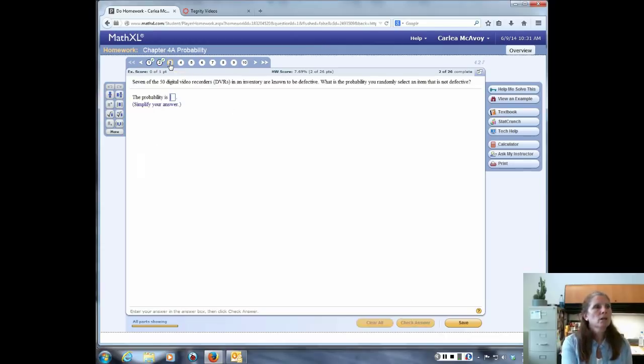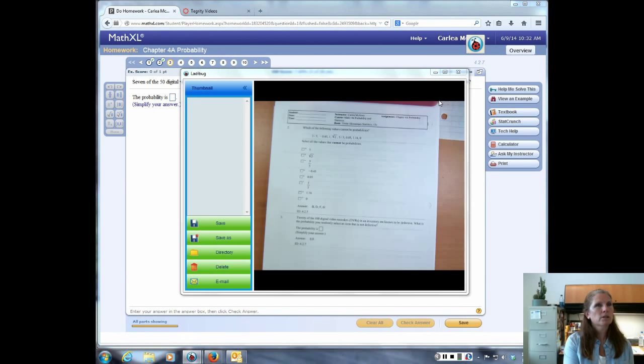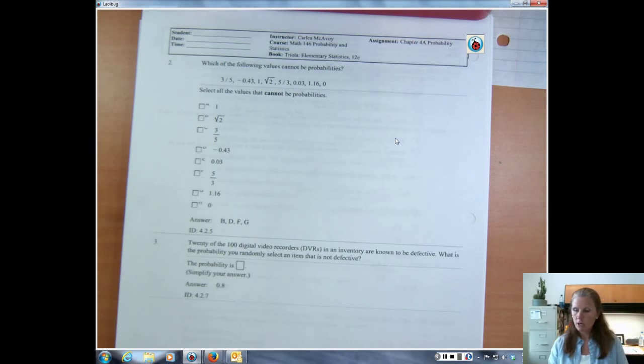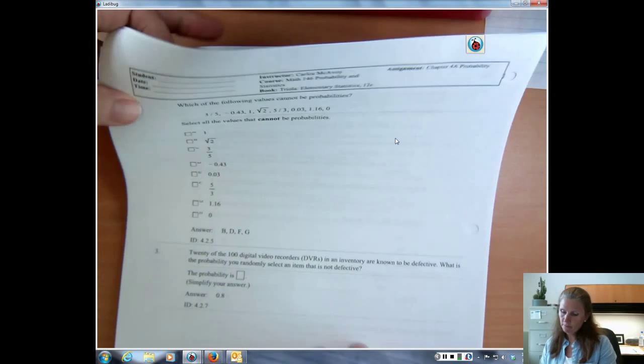Okay, 7 of the 50 digital video recorders in an inventory are known to be defective. What is the probability you randomly select an item that is not defective? So let's do my problem. It's a little different than that one, but I've got it typed up down here so we can look at it. So let's switch over to my paper. Sorry, I didn't do this earlier. Okay, so this is number 3.